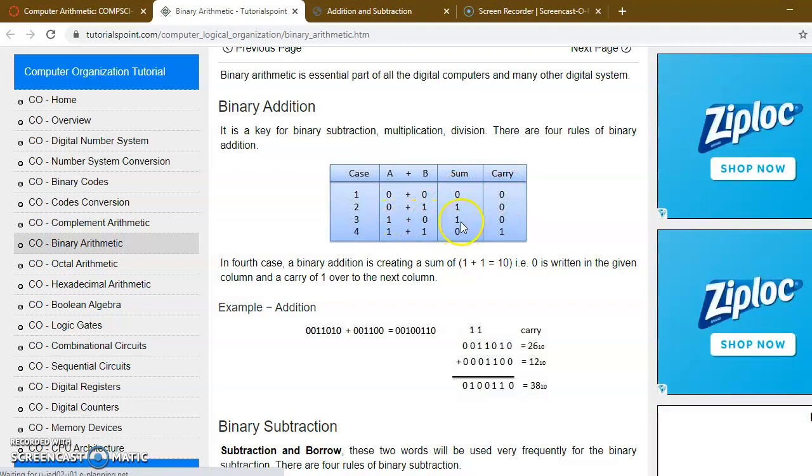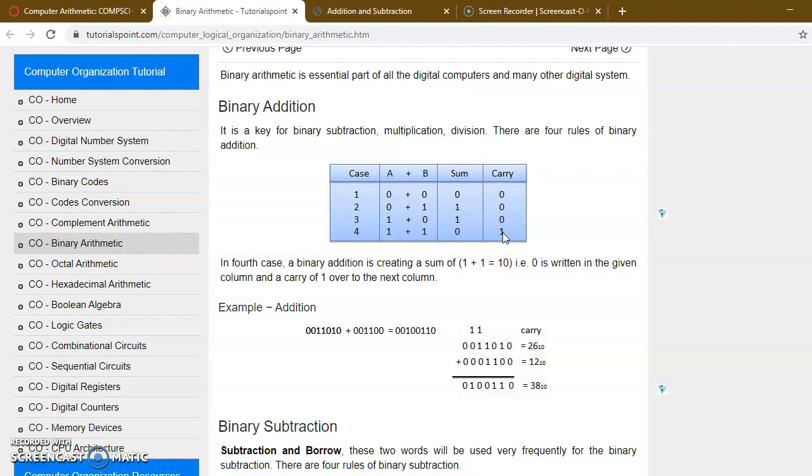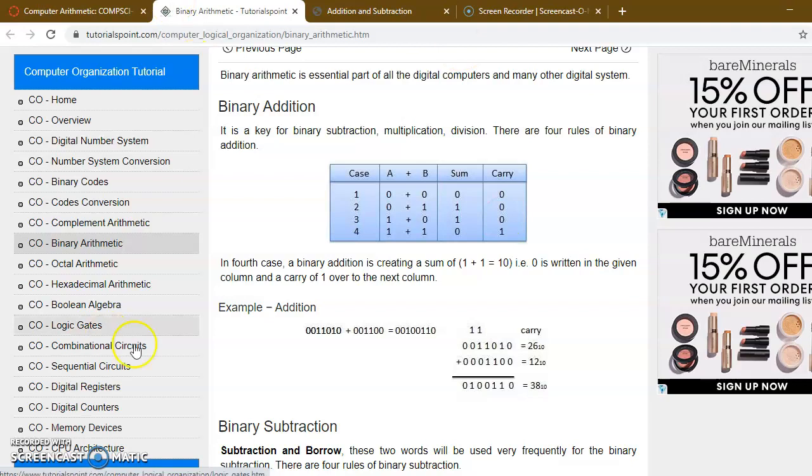0 plus 1 is 1. 1 plus 0 is 1, but when we add 1 and 1 together, the answer is 0, but a carry flag is set to 1. So that's the basics for binary addition. When you're adding any two binary numbers together, we're still going to just add the ones. Here's the ones, 0 plus 0.